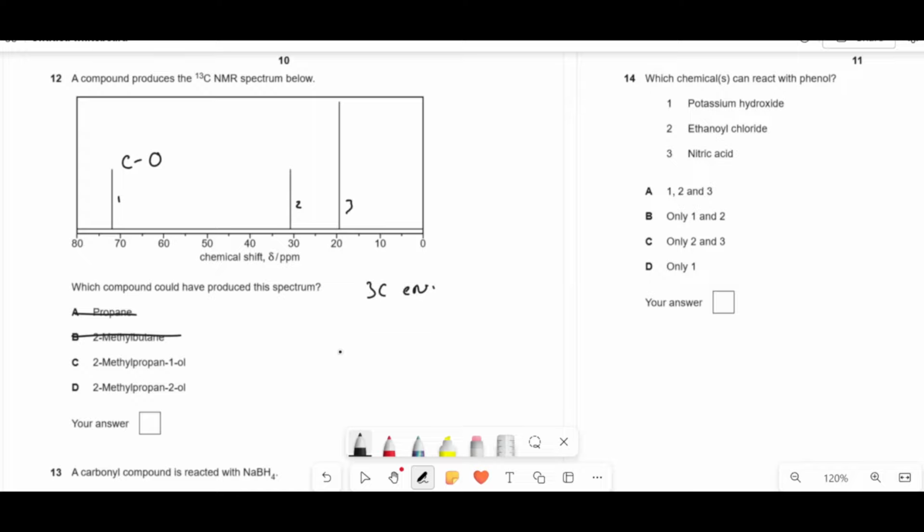So 2-methylpropanol, 1, 2, 3, and there's an OH here, and then there's a 2-methyl here, right? CH3, whatever. So there's 1 carbon environment, because that would be a CH3, that's a CH3, that's the same as this one, so that's also 1, 2, 3. That's 3 carbon environments, it's C. You compare it to D, 1, 2, 3. If we did 2-methylpropan-2-ol, that's 1 environment, that's 1, and that's 1, and that's 2. So you'd only get 2 there. So that one's out, so it's totally C.